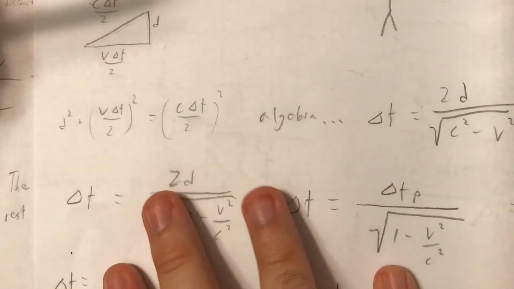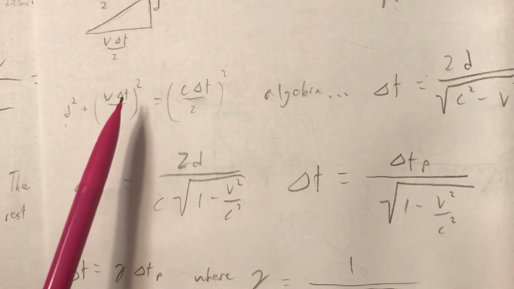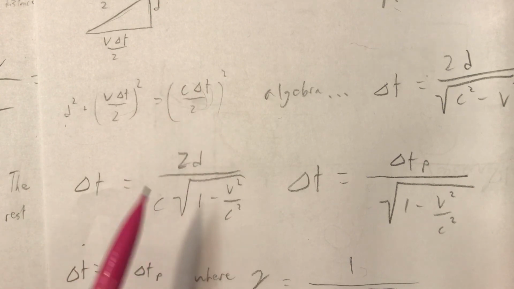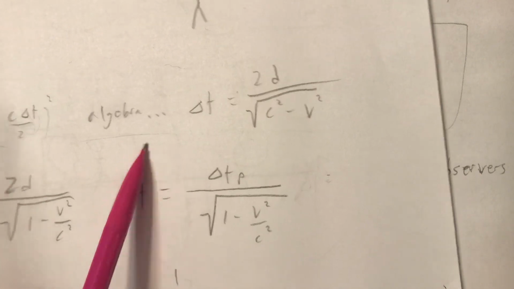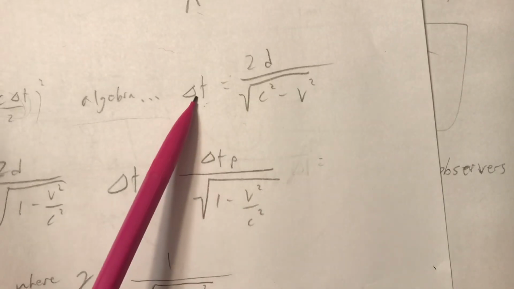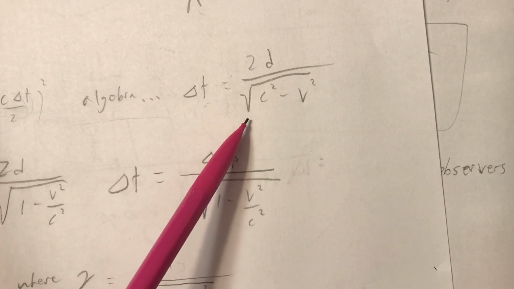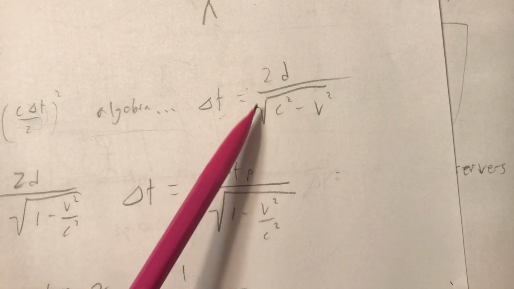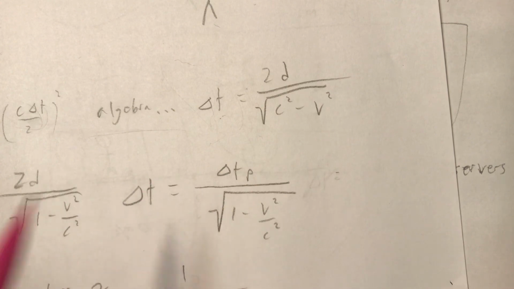So we're going to write out the Pythagorean theorem: d squared plus this whole mess squared is equal to this whole mess squared. Then we're going to do some algebra and solve it for t, because I don't want to waste your time. So we get that delta t is equal to 2d divided by the square root of c squared minus v squared.